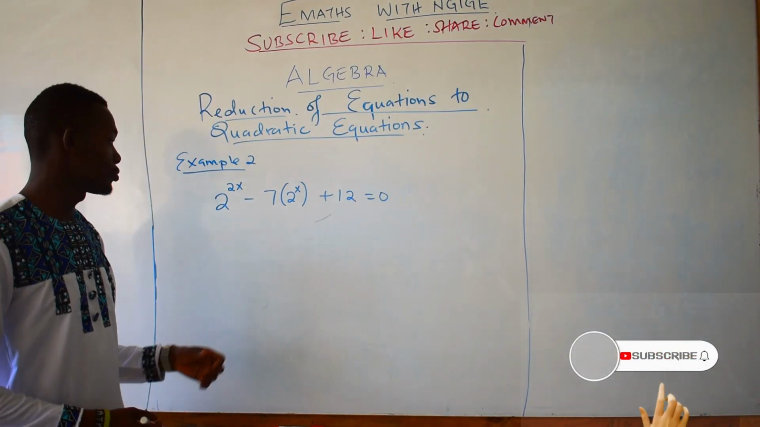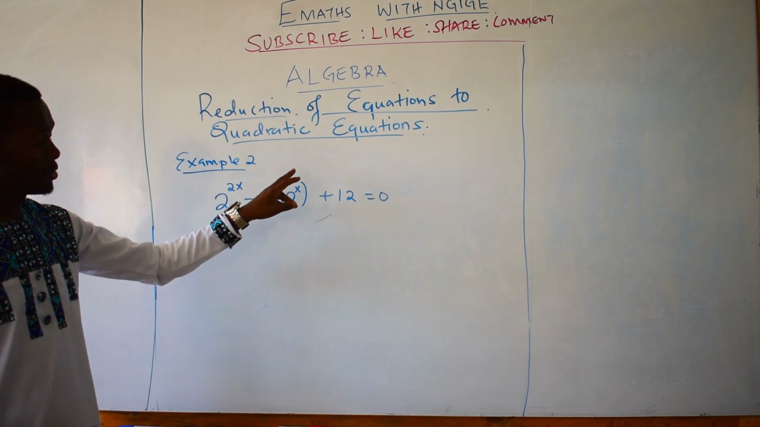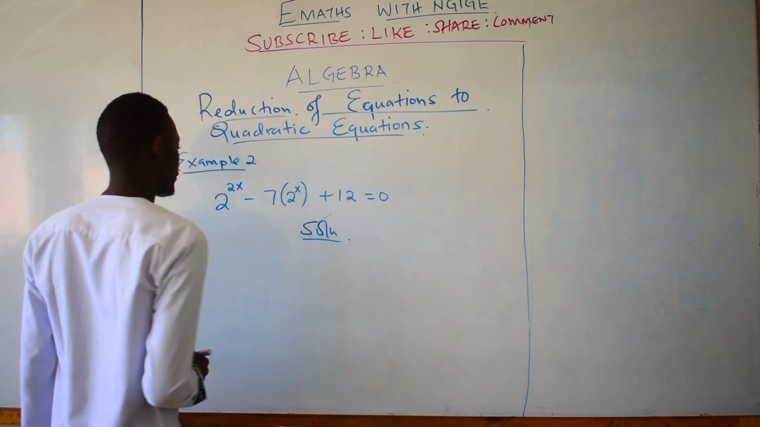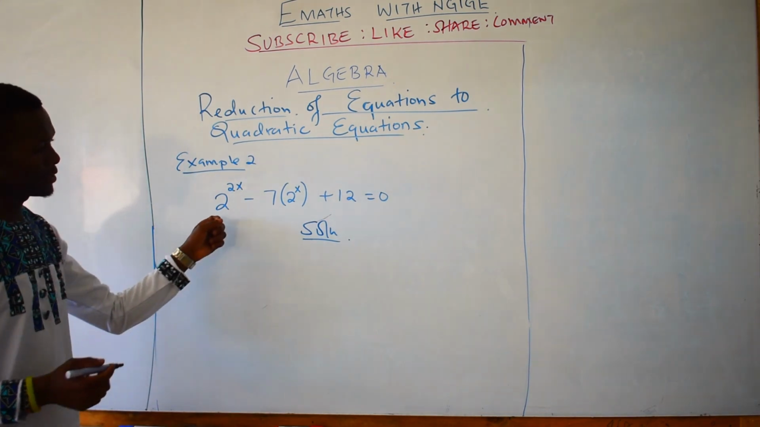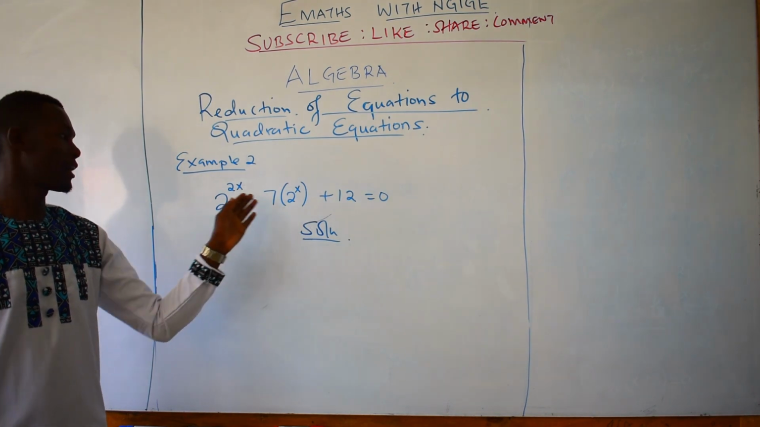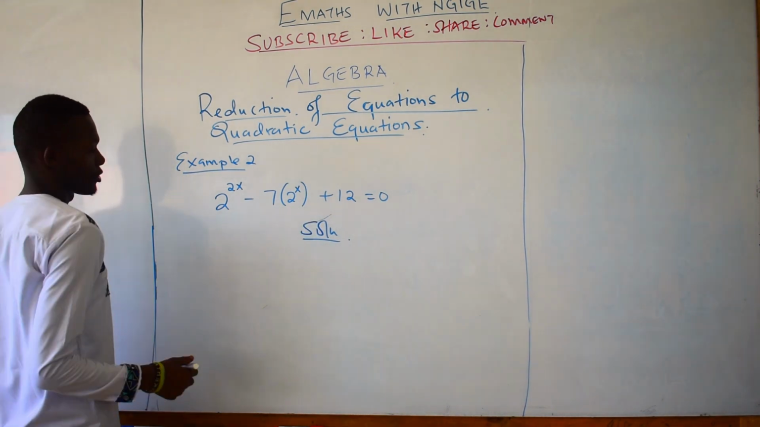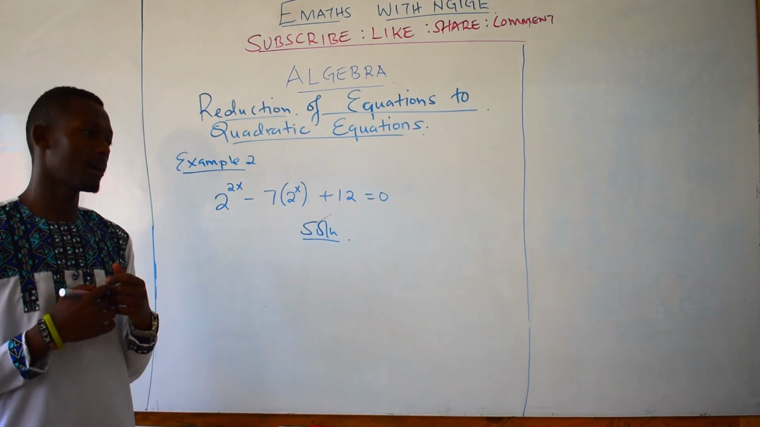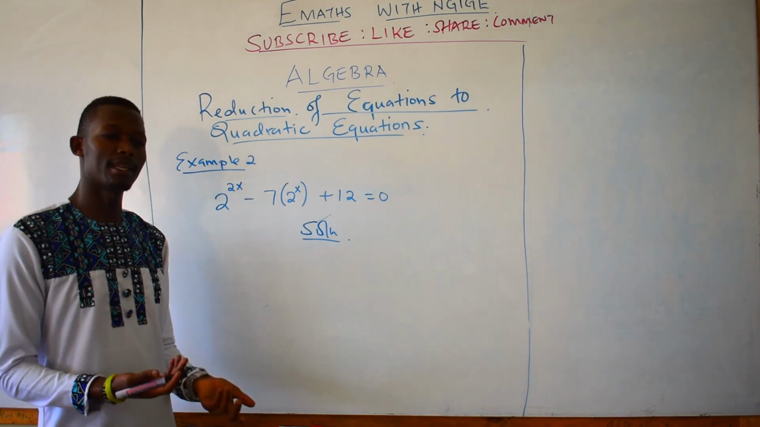Now, example number 2. 2^(2x) minus 7 times 2^x plus 12 equals 0. So the solution again. In this equation, like the one that we have done before, we check a term which is common, appearing in the first and the second term. In our case again, we have 2^x. Remember, you can let this number be any letter you prefer, but you cannot let it be x, because x is what you are finding.